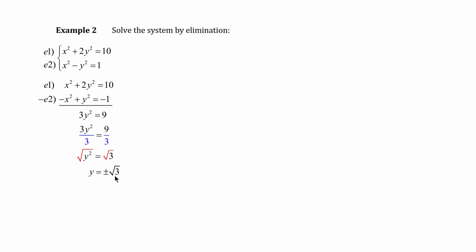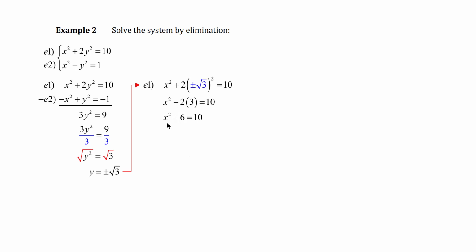To find the corresponding values of x, we just substitute in both values for y, the plus minus root 3, into the first equation. We get x squared plus 2 times the parentheses plus minus root 3 squared equals 10. Next, we take the square of plus minus root 3. The square of positive root 3 will be 3. The square of negative root 3 will also be 3. So we get x squared plus 2 times 3 equals 10. Next, we do the multiplication. 2 times 3 is 6, so the result is x squared plus 6 equals 10.